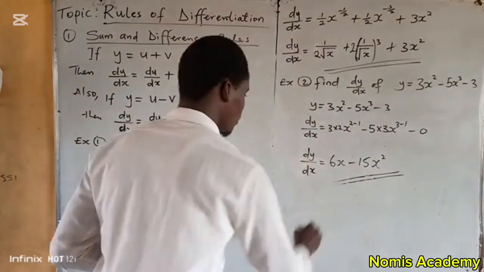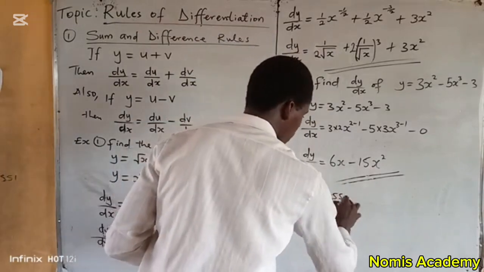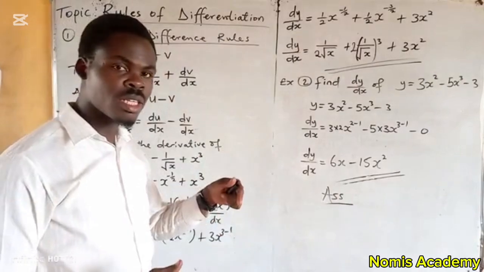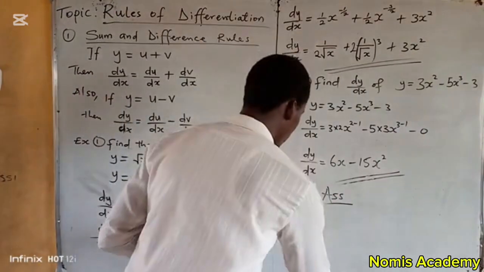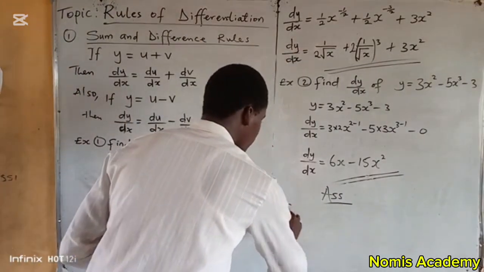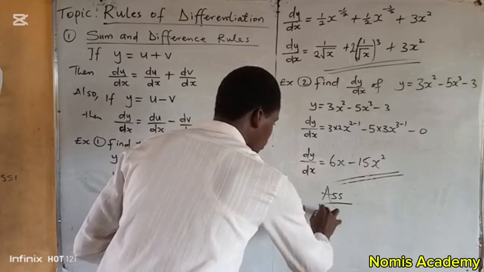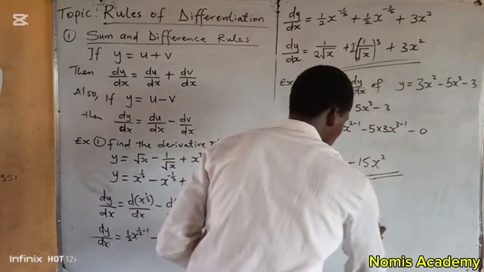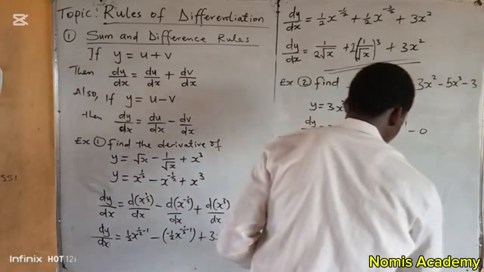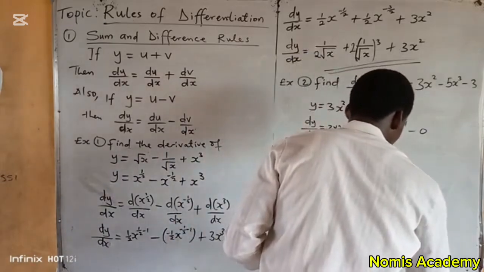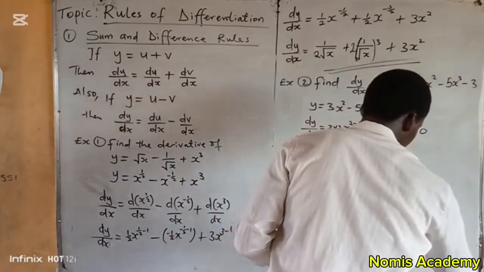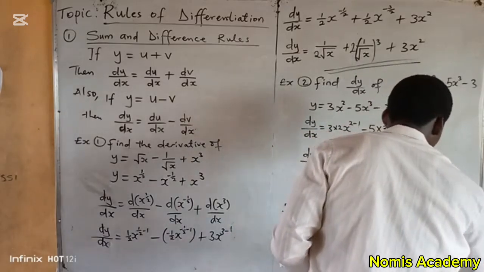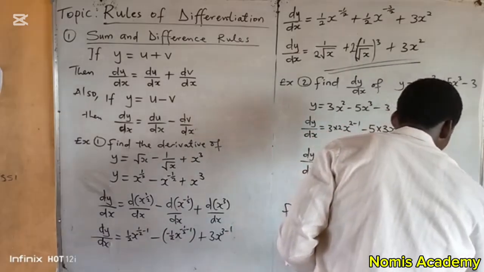Take this as the assignment, and share your answer in the comment section. Find dy over dx for y equal to the cube root of x minus 1 all over the cube root of 2x.